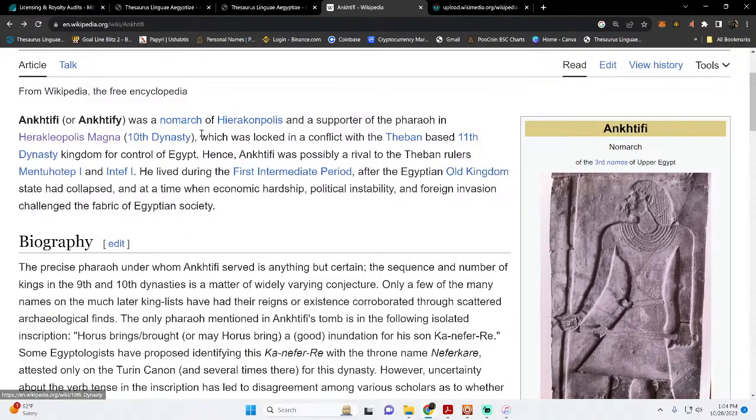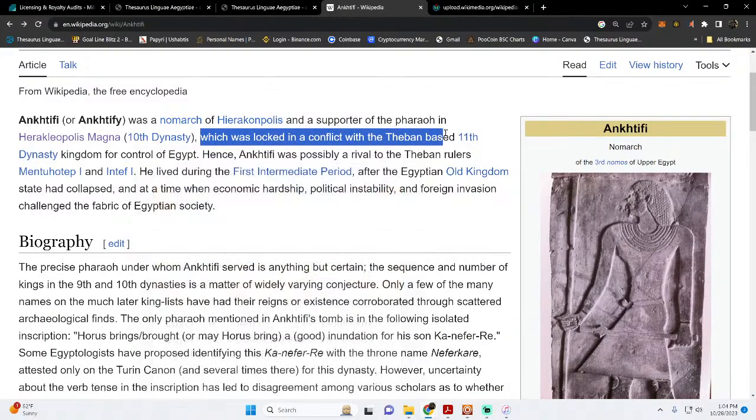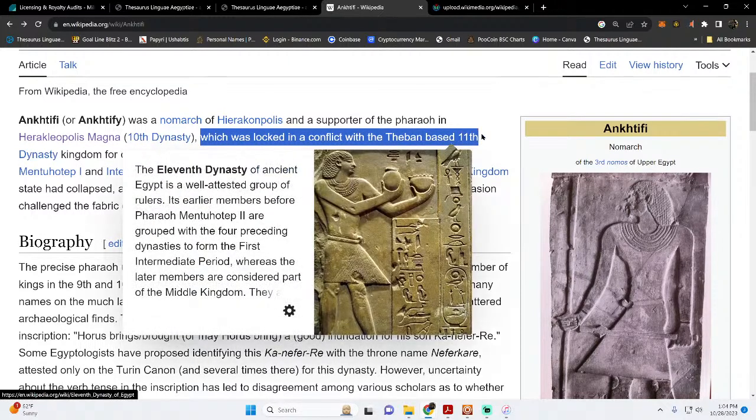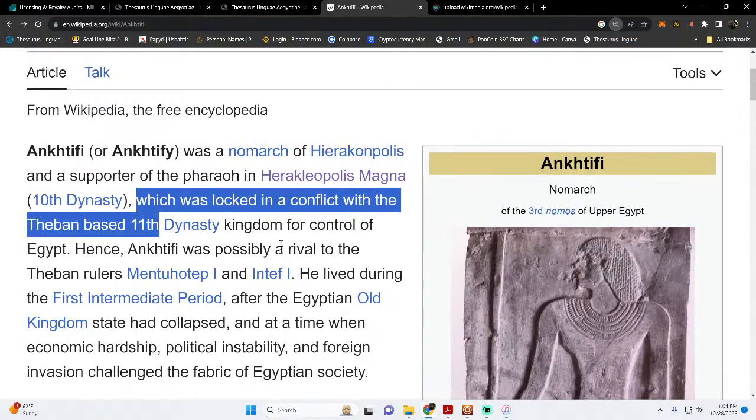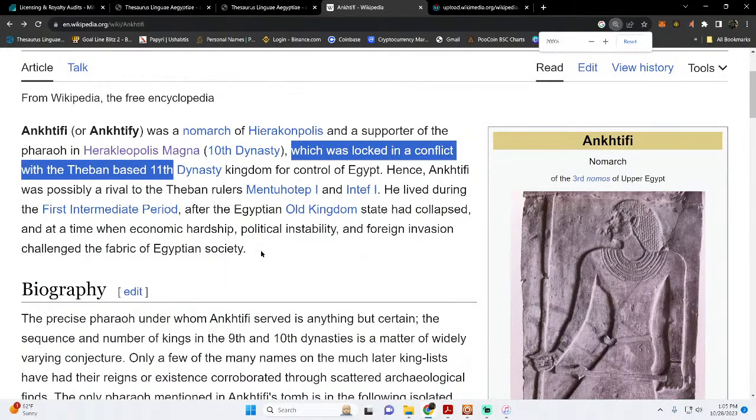Now look, which was locked in conflict with the Theban 11th dynasty. What's the Theban 11th dynasty, man? That's Mentuhotep. So now we see what they want to call, but don't want to appropriately label in this instance, black on black crime, because it's going down all in the areas known traditionally and today as Egyptian Nubia.